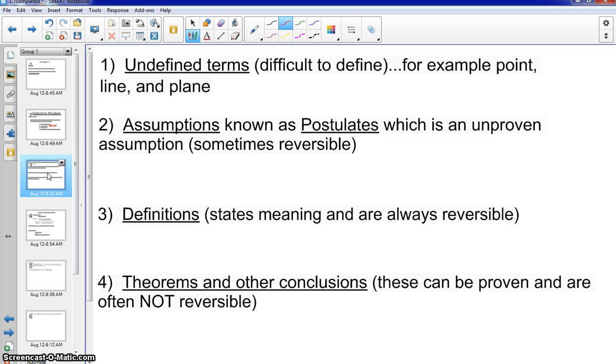First one's undefined terms. These are terms that are difficult to define. For example, a point, a line, and a plane. Postulates, which are unproven assumptions, and they are sometimes reversible. An example of this would be 2 points determine a line.